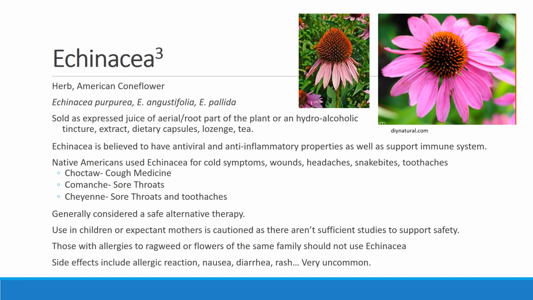There are three major types that are commonly used today: Echinacea purpurea, Echinacea angustifolia, and Echinacea pallida. Since echinacea is a flower, also known as the American coneflower or red sunflower, those with allergies to similar flowers of the daisy family or ragweed allergies should not use echinacea.